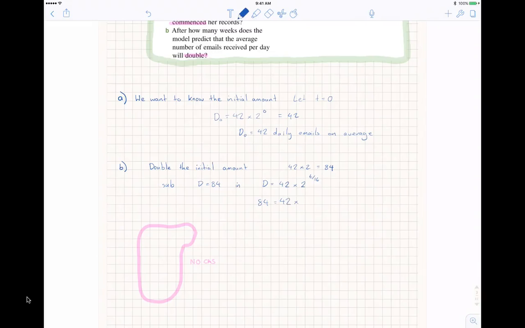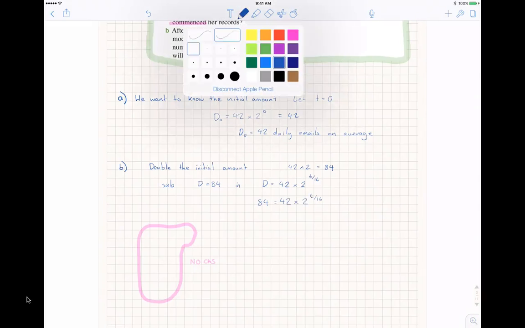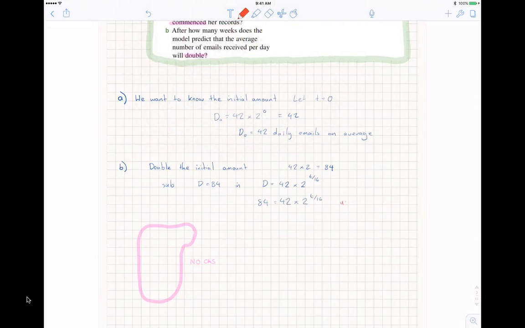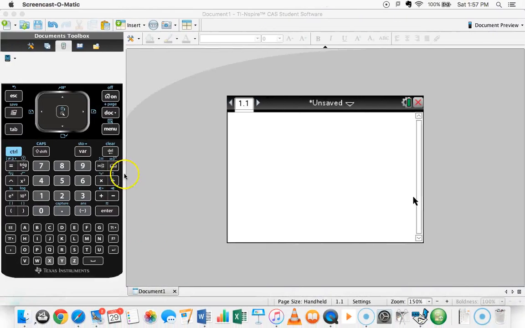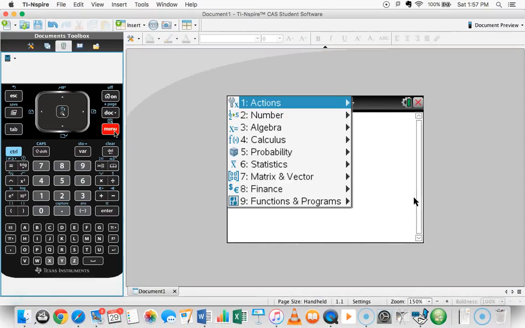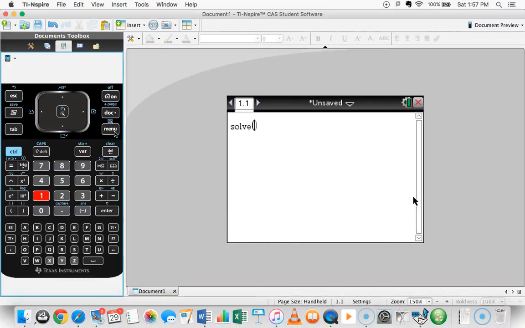84 equals 42 times 2 to the power of T on 16. At that point, we would put that straight into CAS. Again, we'll write down exactly what we're going to put into CAS. So we'd write down solve 84 equals 42 times 2 to the power of T on 16, comma, T. Menu 3(1).